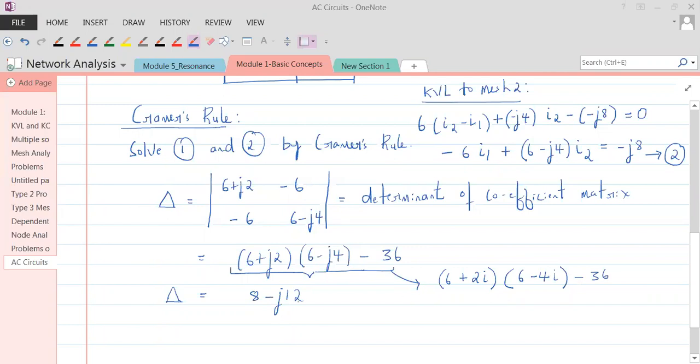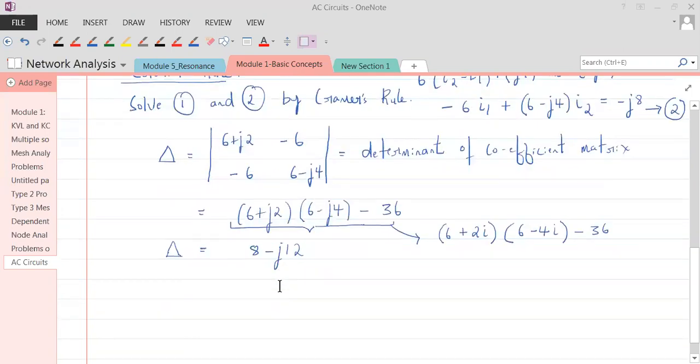Soon after you press enter, 8 minus j12 would be visible in the new version of your calculator. In the older version, just 8 would come at first. Then you have to press shift equal to get the imaginary term. It will look like minus 12 and i would be in one of the corners. So this is how we calculate the delta.